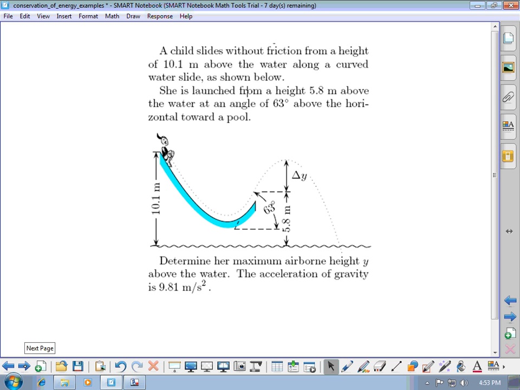This next problem is a combination of conservation of energy and then projectile motion. So in this problem, a child slides without friction from a height of 10.1 meters above the water along a curved water slide. She is launched from a height 5.8 meters above the water at an angle of 63 degrees above the horizontal towards the pool. Determine her maximum airborne height y above the water. So this is not asking for the delta y that's given in the picture. They want this total height above the water.